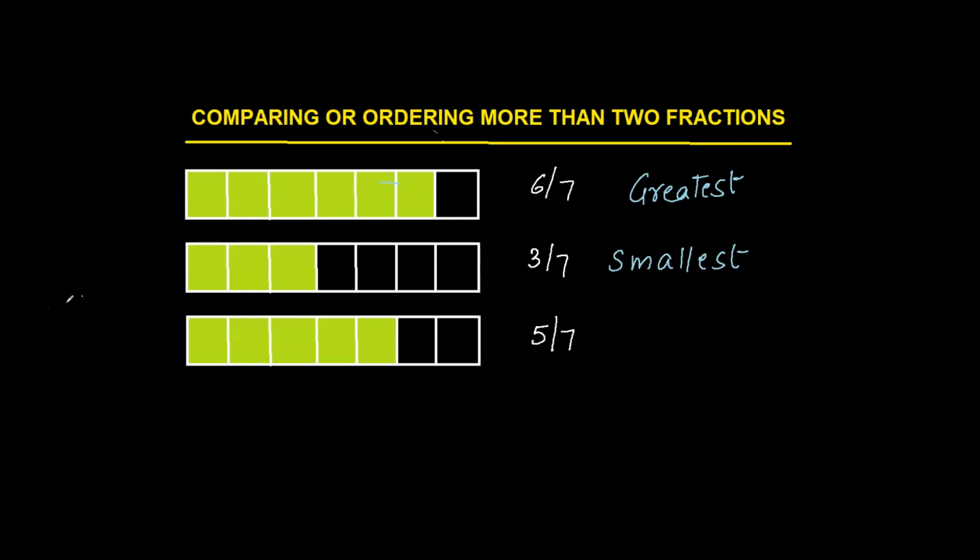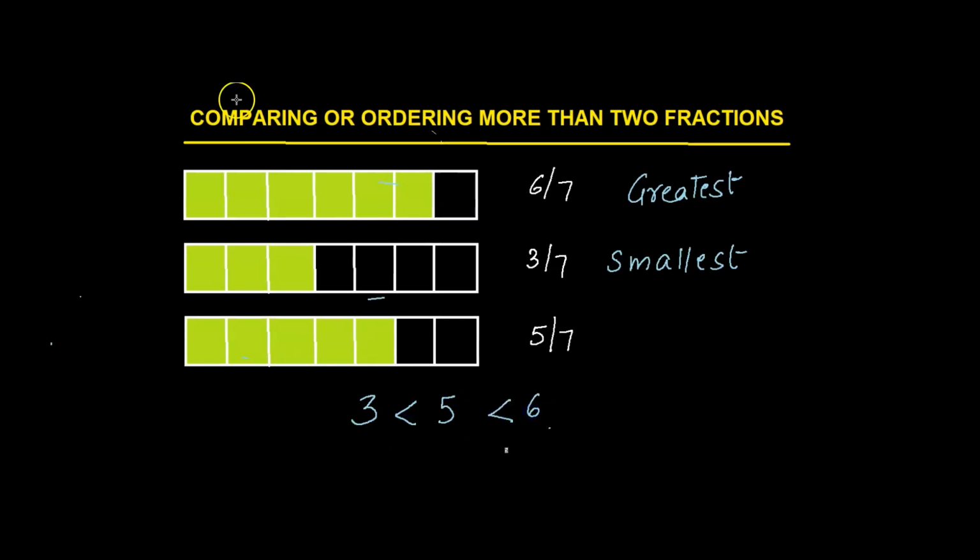Same way, we can also order these fractions. So, let's order these from smallest to greatest. Since we need to order these from smallest to greatest, definitely 3 comes first, then we have 5 and then 6. Which means 3/7, and then 5/7, and then 6/7. So this is how we order fractions with the same denominators.